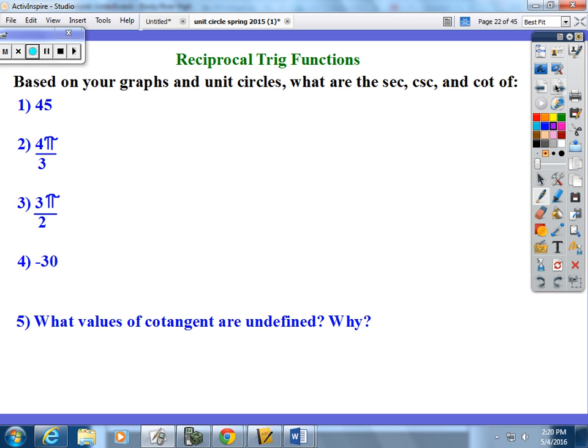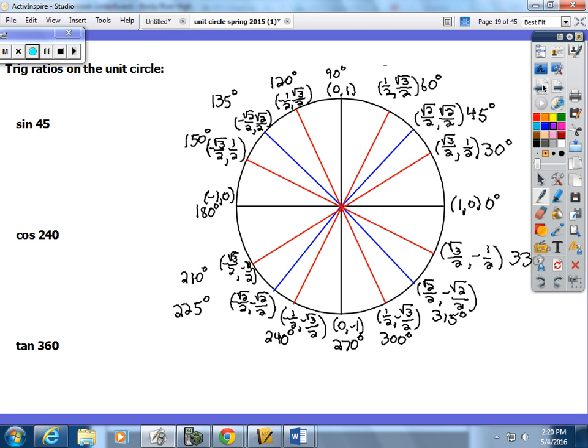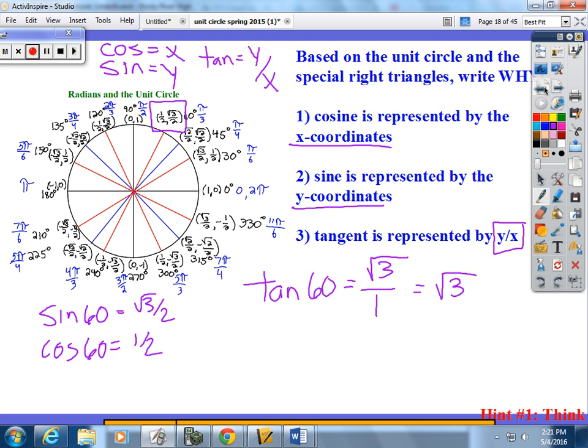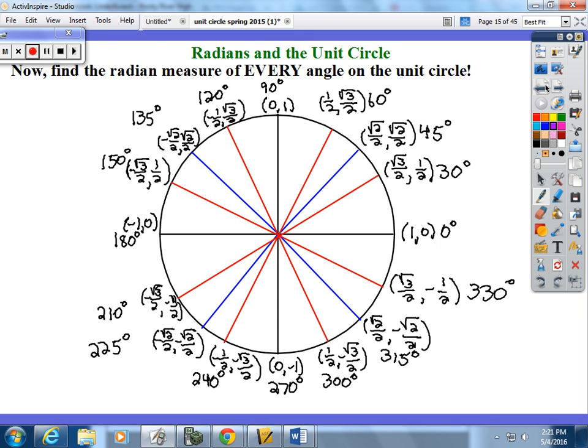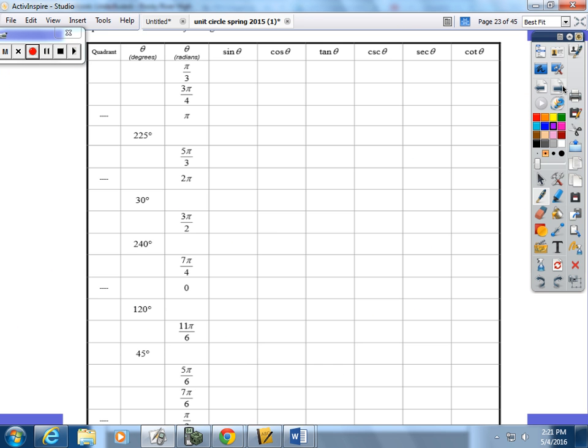Okay, so the rest of the class period today, this is Wednesday, May 4th, 2016, we filled in the chart. We filled in the chart that had all the different ratios, this chart. So this is on one of the notes that are posted on the wiki also. You just fill in the quadrant for each angle. So for instance, pi over 3 is in the first quadrant, the degrees, the sine. So the sine was going to be square root of 3 over 2, and the cosine is 1/2.